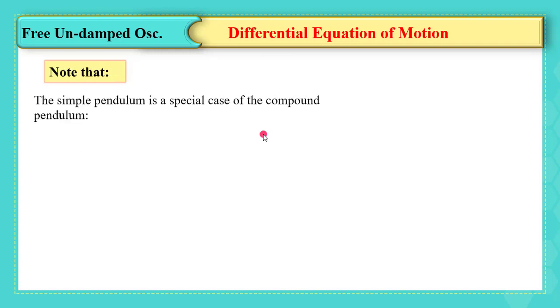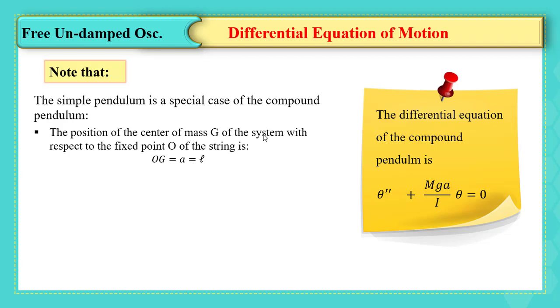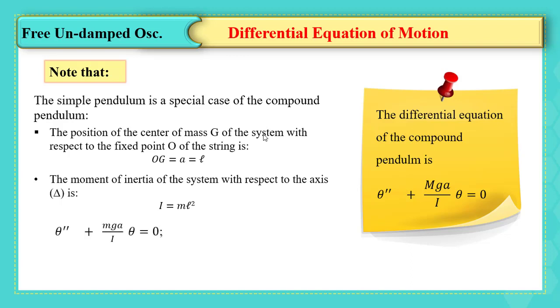Note that the simple pendulum is a special case of the compound pendulum. Remember the differential equation of the compound pendulum, which was taken in the previous video: theta double prime plus m g a over I times theta equals 0. Now in this case, instead of talking about the position G, which was away from O by a distance a in the compound pendulum, here this distance equals L, the length of the string. And the moment of inertia of the system, which was I, we can replace here directly by m L squared.